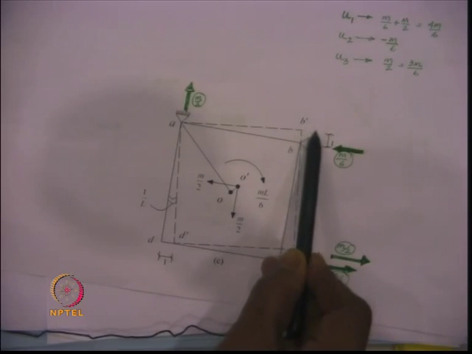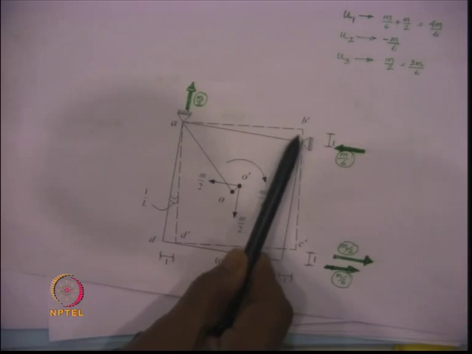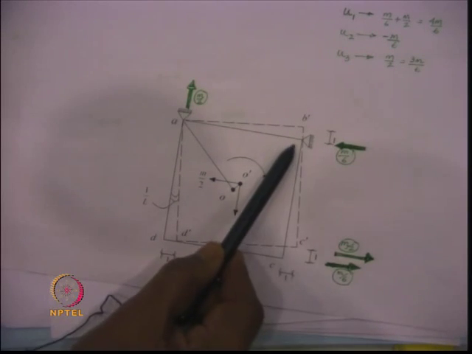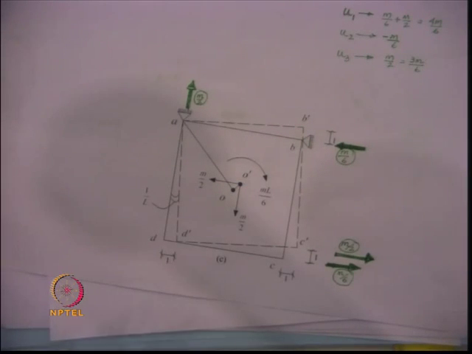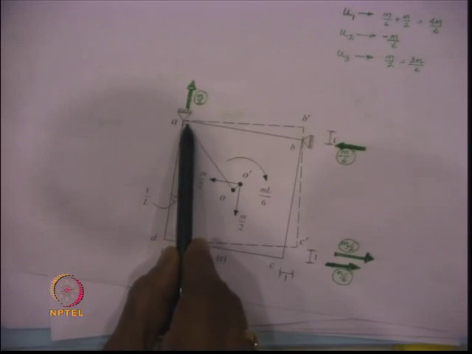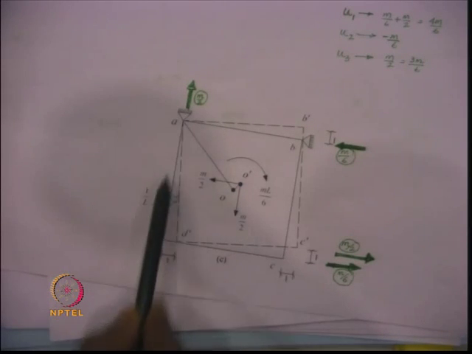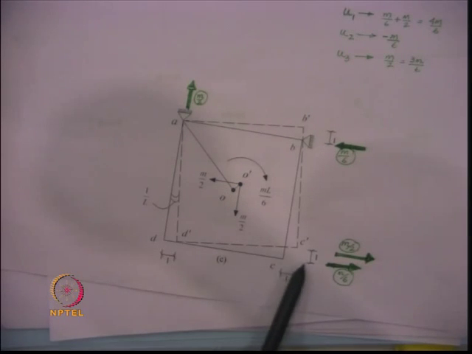In this direction, there is no movement. So, this point satisfies the condition that there is no movement in this direction, but a movement can take place perpendicular to this direction because there is no restraint in this direction. So, this line now becomes like this. So, the configuration of this rectangle becomes the dotted rectangle after we have given a unit translation over here.